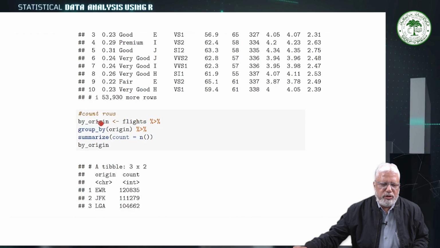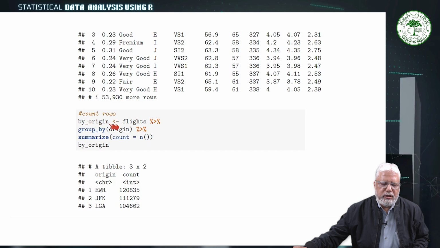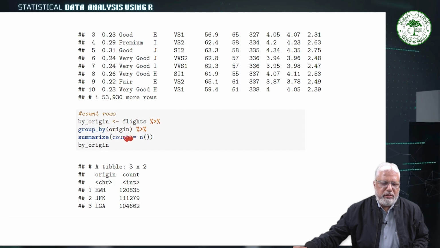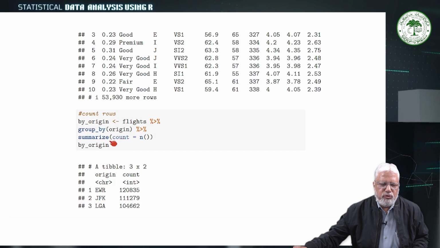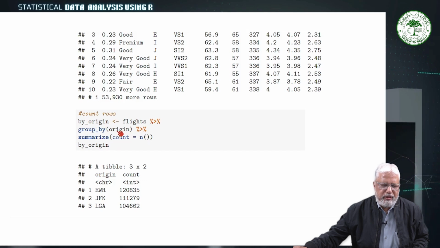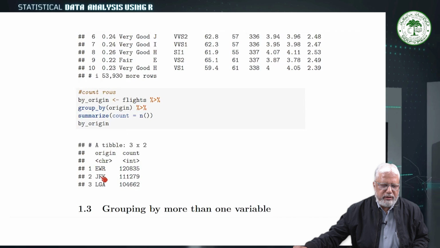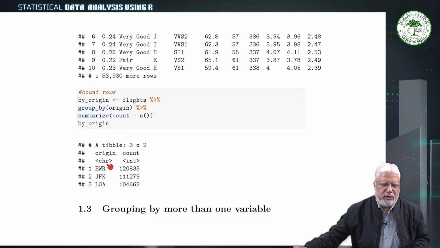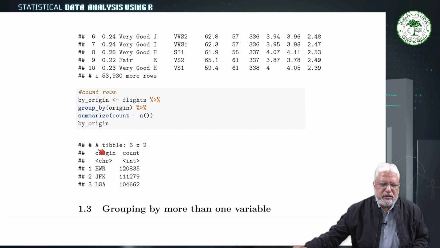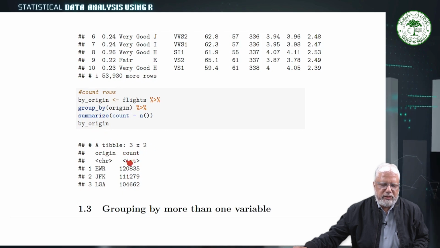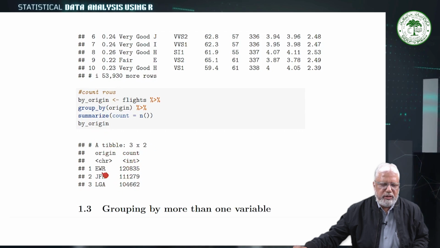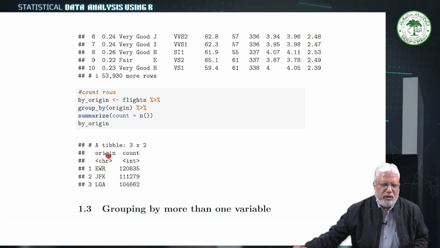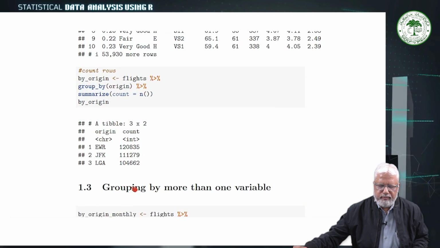Then count by origin, where origin is equal to flights. Then we are making the pipe, then group by origin and then summarize. Origin has three levels, that is EWR, John F. Kennedy and LaGuardia airports, so these are the three airports. So it returns a 3 by 2 tibble of origin. This is a tibble because here character and integer is being shown, so it is origin versus count.